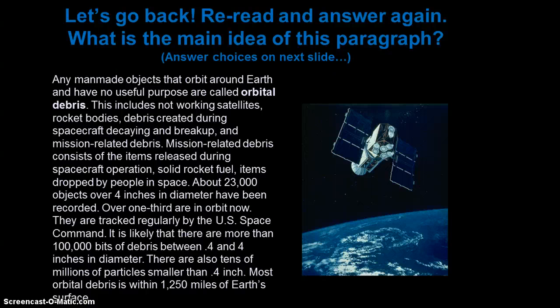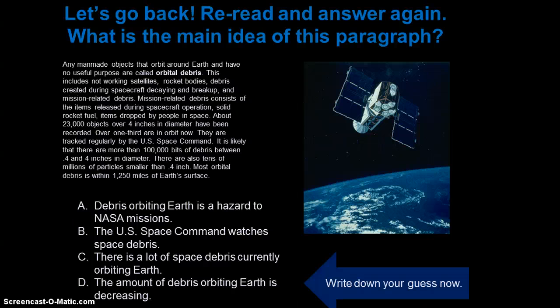Wow! So what do you think the main idea of that was? Do you think it was A, debris orbiting Earth is a hazard to NASA missions? B, the U.S. Space Command watches space debris? C, there is a lot of space debris currently orbiting Earth, or D, the amount of debris orbiting Earth is decreasing? Think about, what was the entire paragraph talking about? What did you have the most supporting detail for? Write down your guess now.